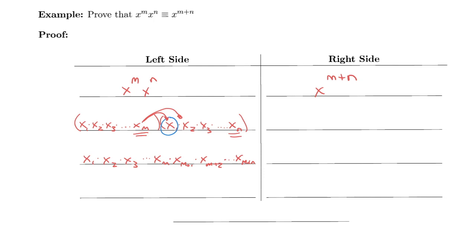And so putting that all together, remember that the exponent tells you how many factors you have. Well, I've just demonstrated that I have m plus n factors, and so this is going to be equal to, and I probably should have put equal signs all the way down here, this is going to equal x to the m plus n, in which case the left side is equal to the right side.